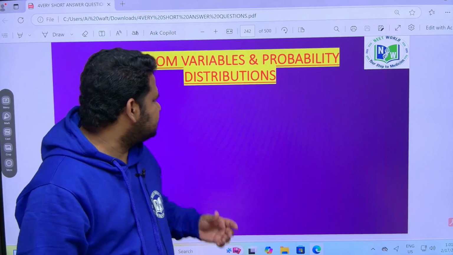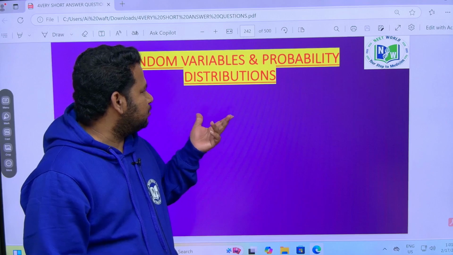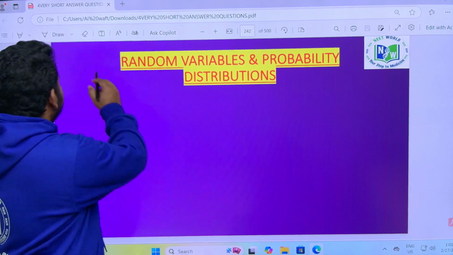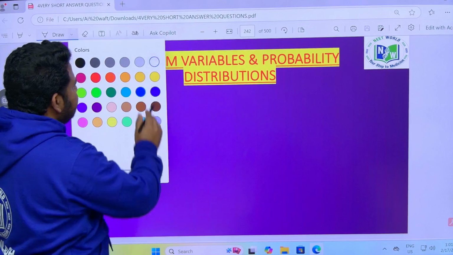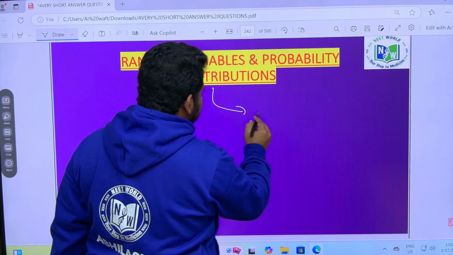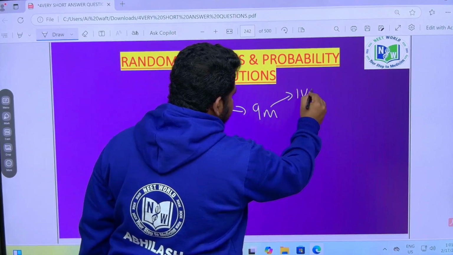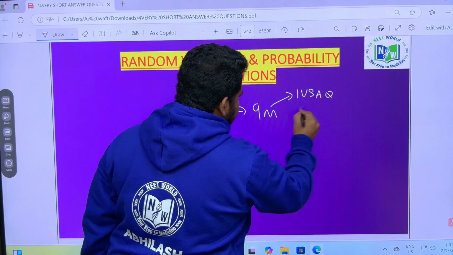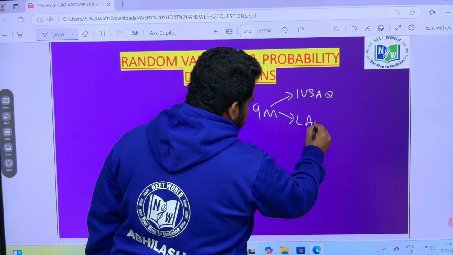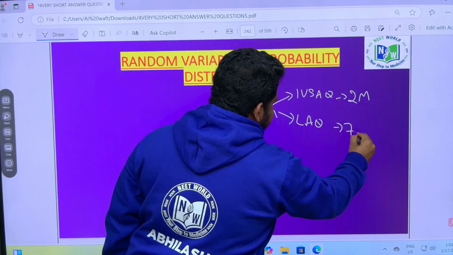So today in this session we will be discussing VSAQs pertaining to random variables and probability distributions. But before that, I'd like to inform you regarding the weightage of this chapter in the intermediate exam. This chapter carries a total of 9 marks, of which one question is from VSAQ and one is from LAQ, that is, large answer question. The VSAQ carries 2 marks, and the LAQ carries 7 marks.